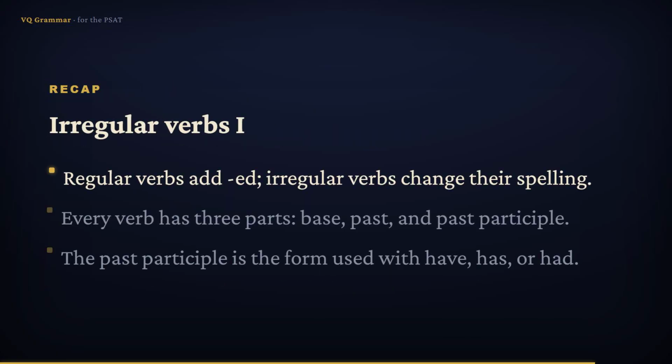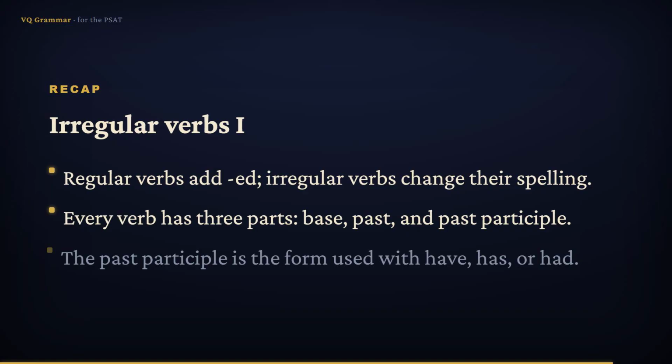Let's wrap up. Regular verbs add ed for the past and the participle. Irregular verbs change their spelling instead. Every verb has three principal parts: the base, the past, and the past participle. In one pattern, the vowel shifts, like ring, rang, rung. In another, the past and participle match, like buy, bought, bought.